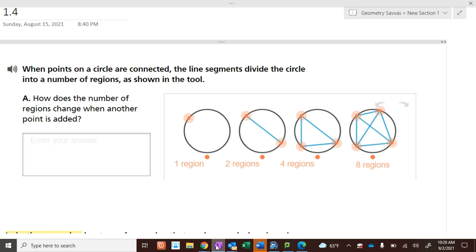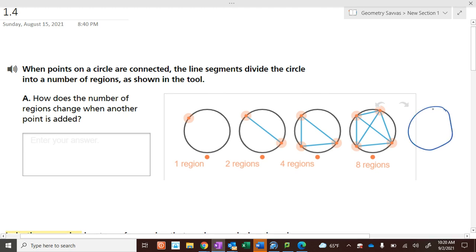So 1 point, 1 region. 2 points, 2 regions. 3 points, 4 regions. 4 points, 8 regions. So if I would make a circle and I would put 5 points on it, 1, 2, 3, 4, 5, and connect those points as many times as I can, how many regions would I make up?